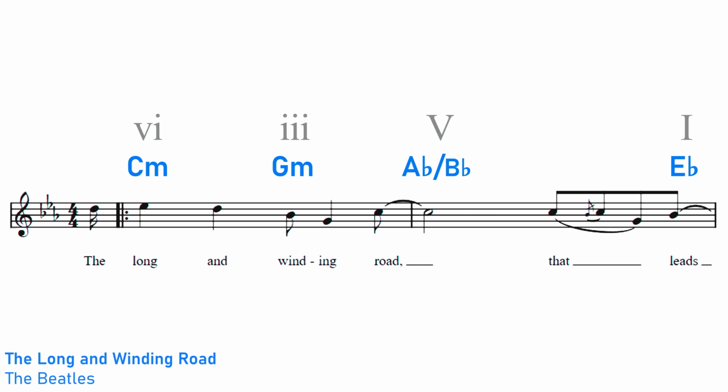We can see this 4 over 5 chord at work in The Long and Winding Road by the Beatles, although here we're in the key of E flat, so chord 4 is A flat and the 5th degree is B flat, so we have an A flat over B flat chord.